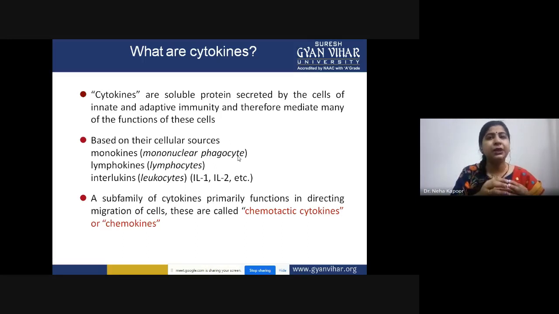Those are known as chemokines. They act as chemotactic factors. Their main function is to attract other cells to the site of infection or to the site of injury. That is why we call them chemokines.